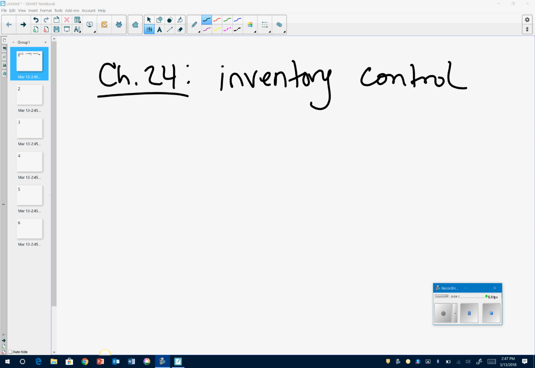Your key terms are inventory. Inventory is a list of the goods on hand. Inventory control is supervising the supply and accessibility of the goods on hand to ensure adequate supply without excessive oversupply.